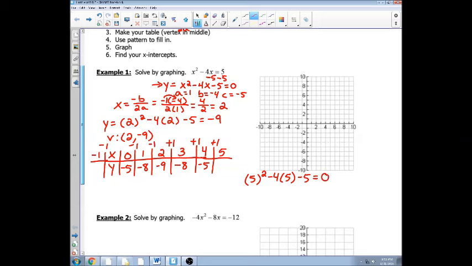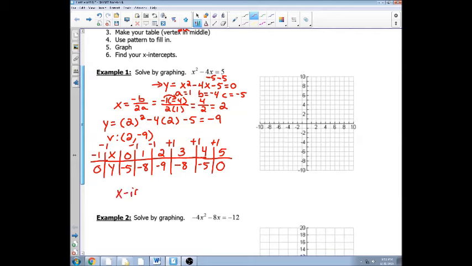Alright, after you are done, what you should have gotten is 0. That is what we are looking for. We want our y values to equal 0. Just like in our previous unit, if the 5 is 0, then that negative 1 would also be 0. Okay? So now we have found our x-intercepts.